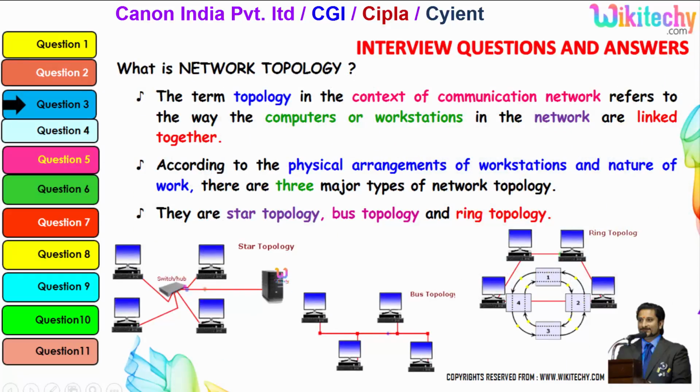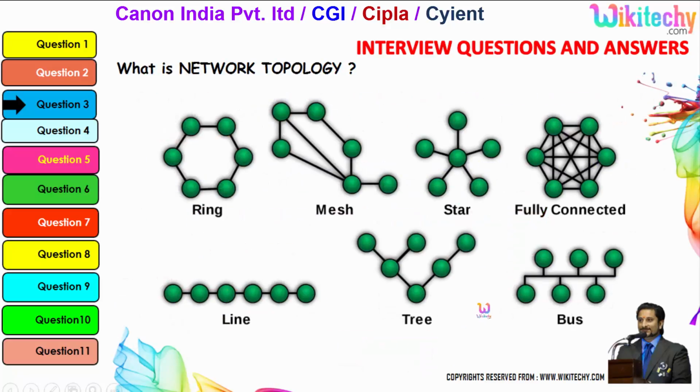Let's talk about network topology. The term topology in the context of a communication network refers to the way computers or an interconnection of computers are linked. According to the physical arrangement of workstations and nature of work, there are major types: star, bus topology and ring topology. Further moving, you are able to see the exact structure. If the computers are arranged like this, it is a ring. This one is mesh, star, fully connected, line, tree and bus topology.